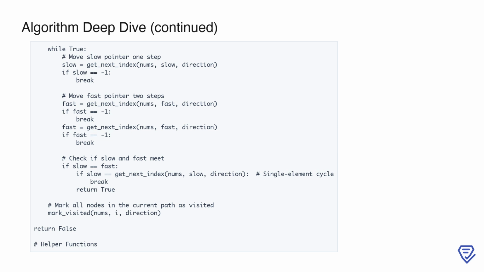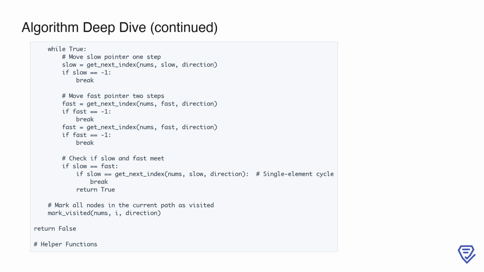For the fast pointer, we move it 2 steps by calling get_next_index twice. Again, if either step results in -1, we exit the loop. If the slow and fast pointers meet, we check for a single element cycle by determining whether slow points to itself after 1 step. If it does, the cycle is invalid, and we break out of the traversal. However, if the cycle is valid, we return true, indicating that a circular loop exists.